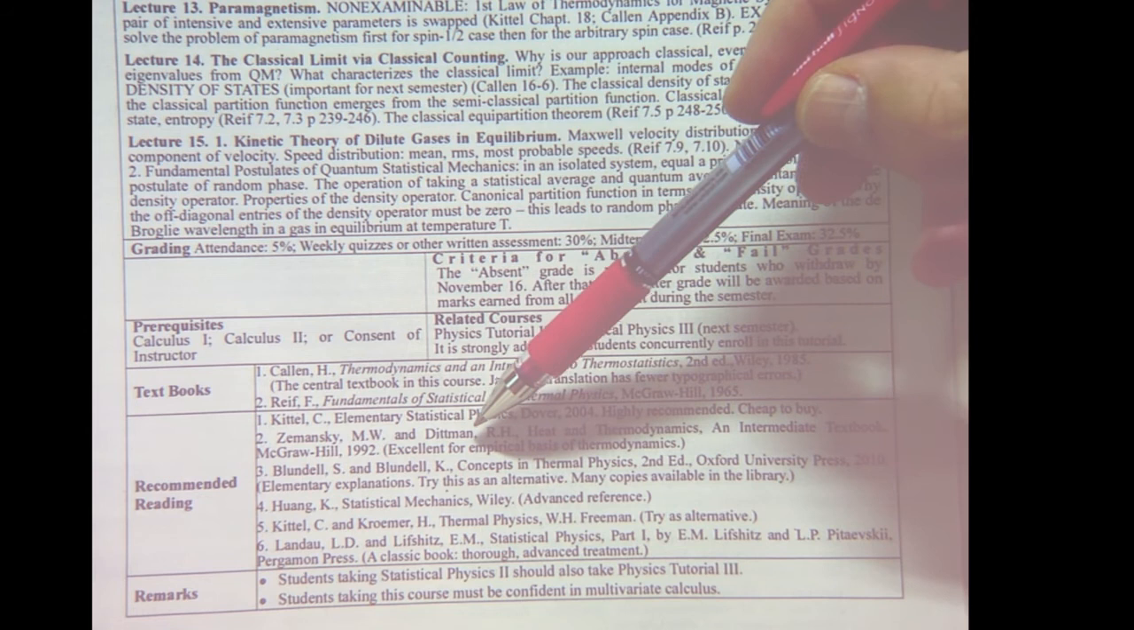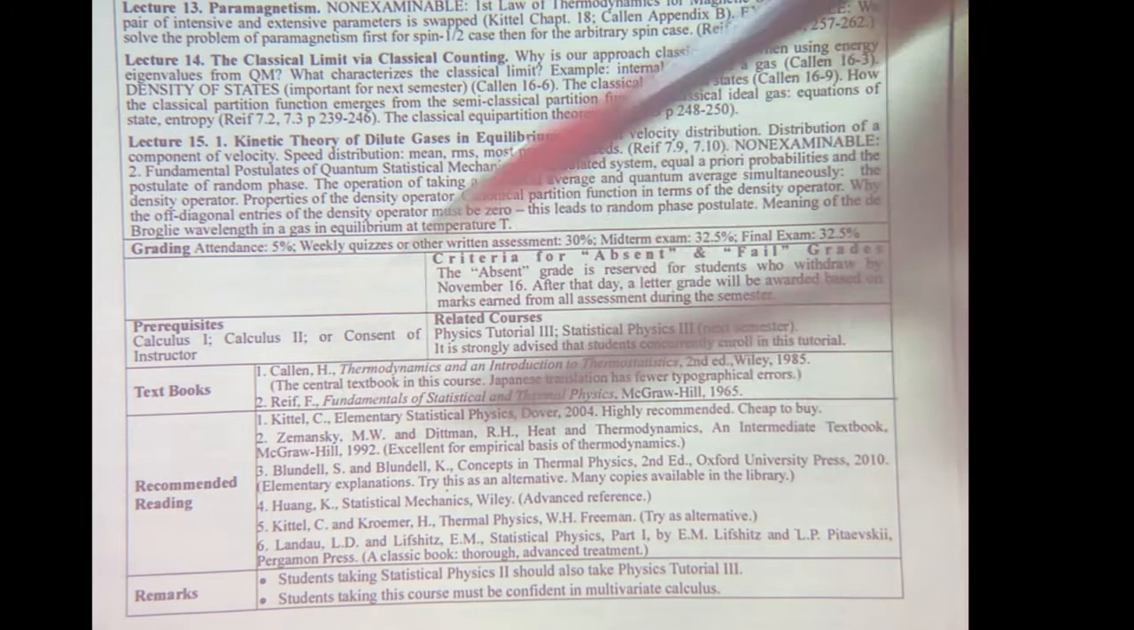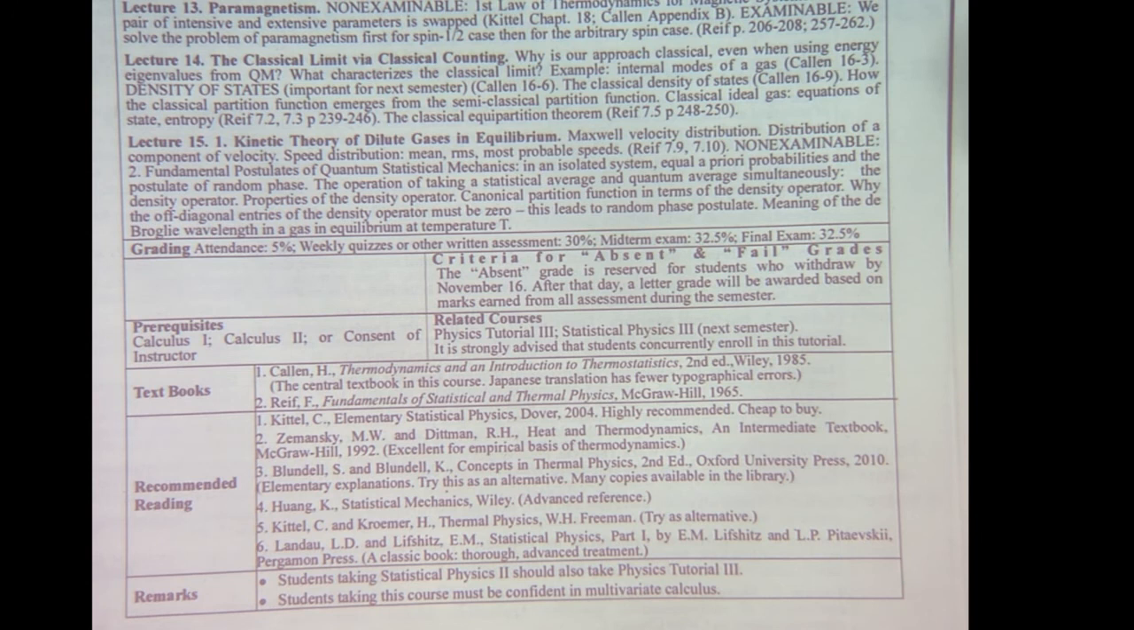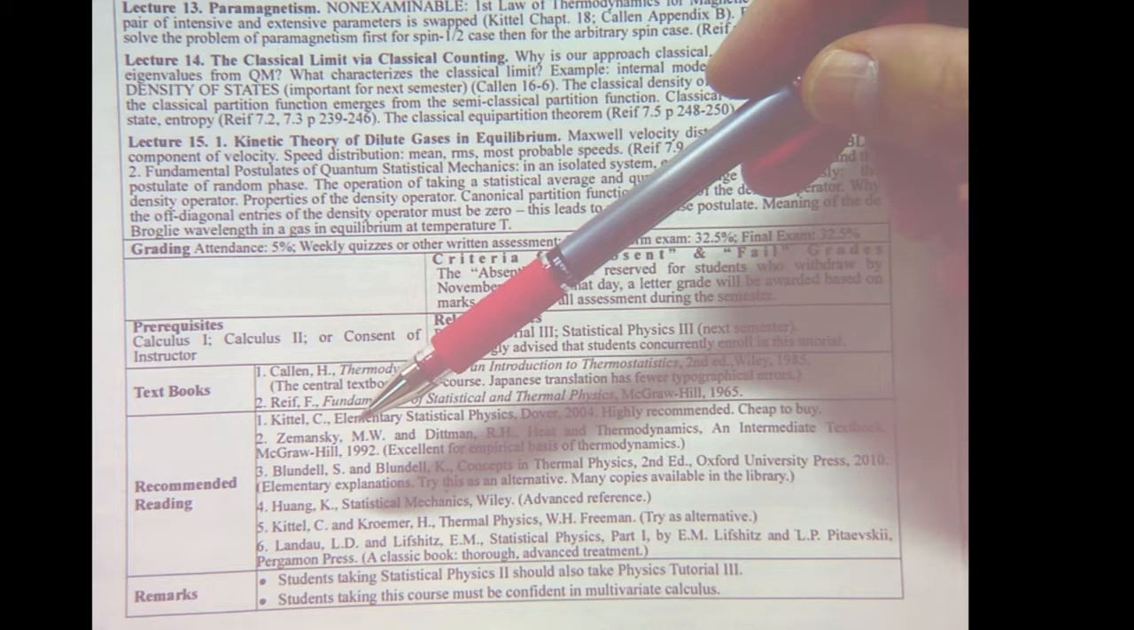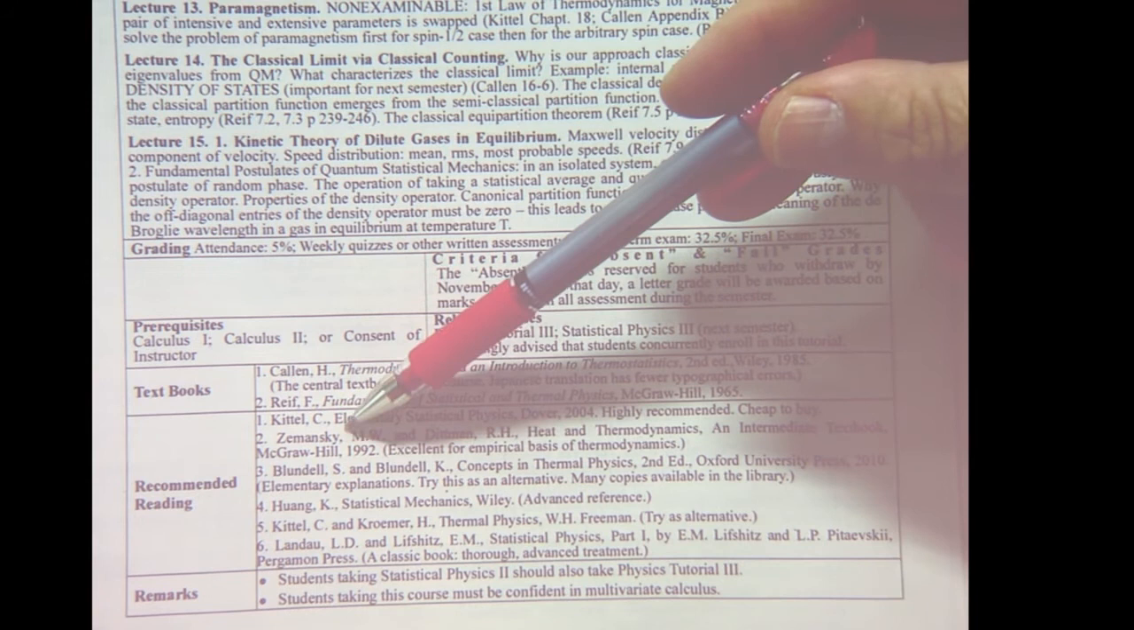The other textbook that we'll use later is by Reif. This book was first published in 1965. Reif was a professor of physics at Harvard. And it's just another one of those books that is very well known. Another book you might want to try if you want a second opinion for thermodynamics, another point of view, is given by Zemansky and Dittman.